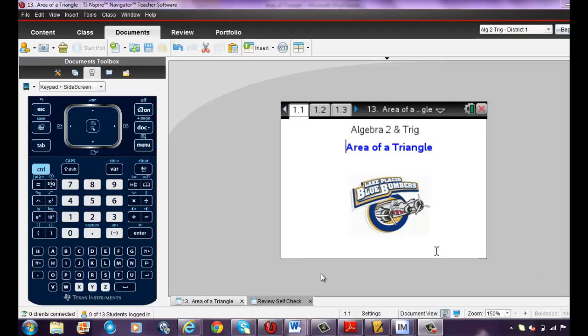Good morning. Today we're going to talk about area of a triangle, our last formula in our trig unit. You will want to open up your area of a triangle Inspire document and go to your area of a triangle day 14 in your packets because I'll do some of those with you.